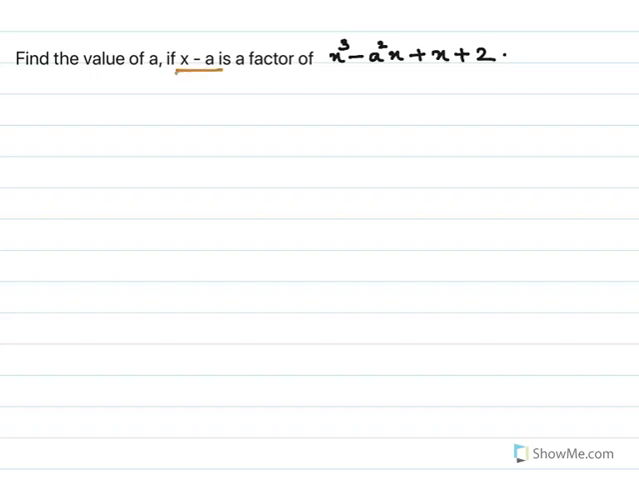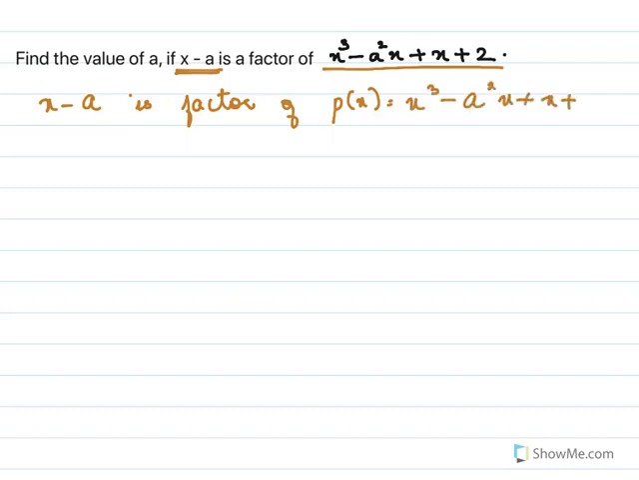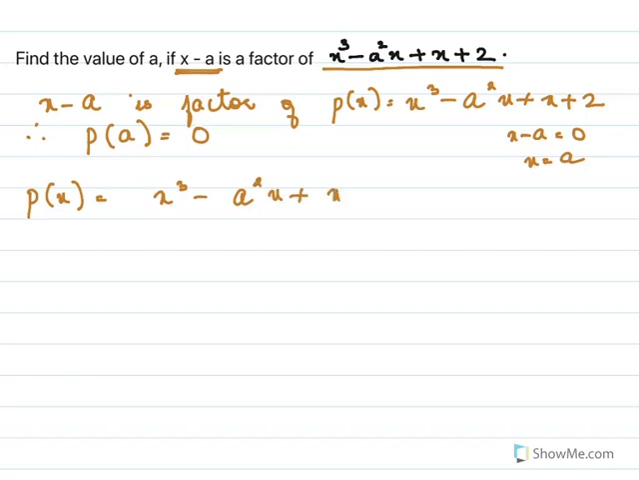Find the value of a if x minus a is a factor of this polynomial. That means if x minus a is a factor of the polynomial, we'll call it p of x, x cubed minus a squared x plus 2. So we can say that p of a will be equal to 0. So we do x minus a equal to 0, x equal to a. So first we write p of x, which is x cubed minus a squared x plus 2. Now we find p of a, because they said x minus a is a factor.